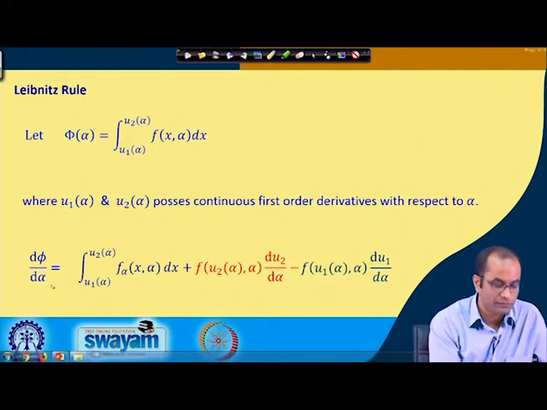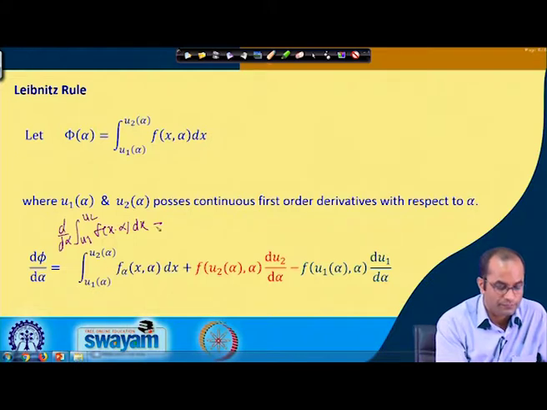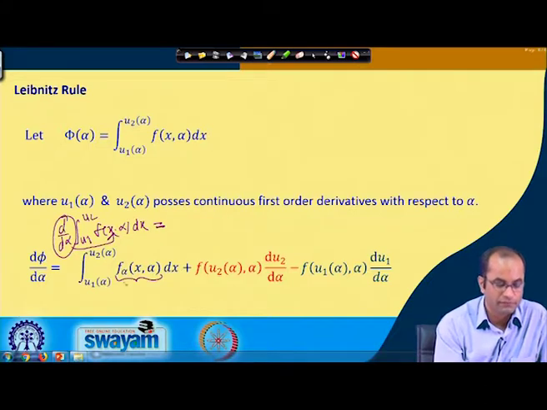So, when we want to take d over d alpha of this integral from u 1 to u 2 of f x alpha dx, this derivative will go inside the integral. So, over the integrand, this will become the partial derivative of f with respect to alpha. So, that is the one term.